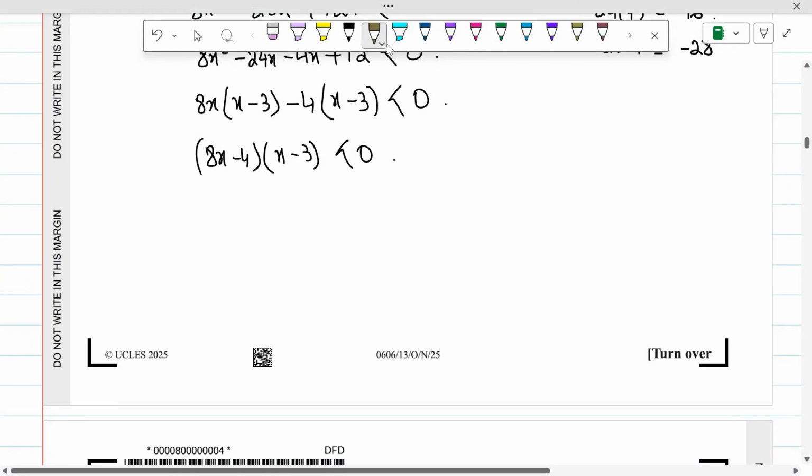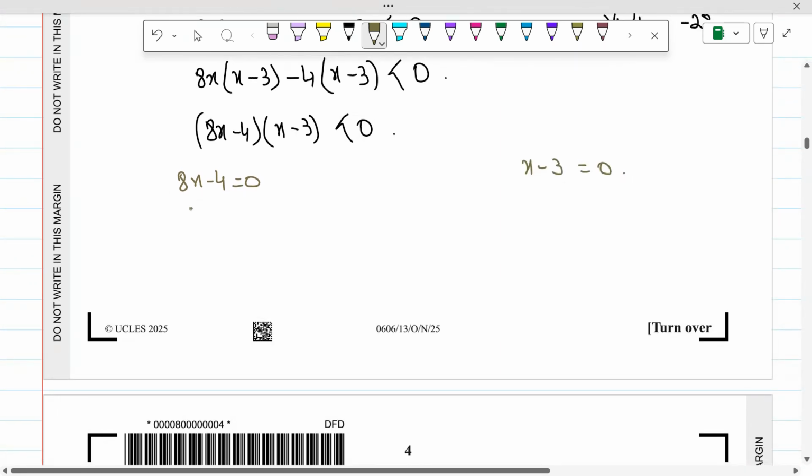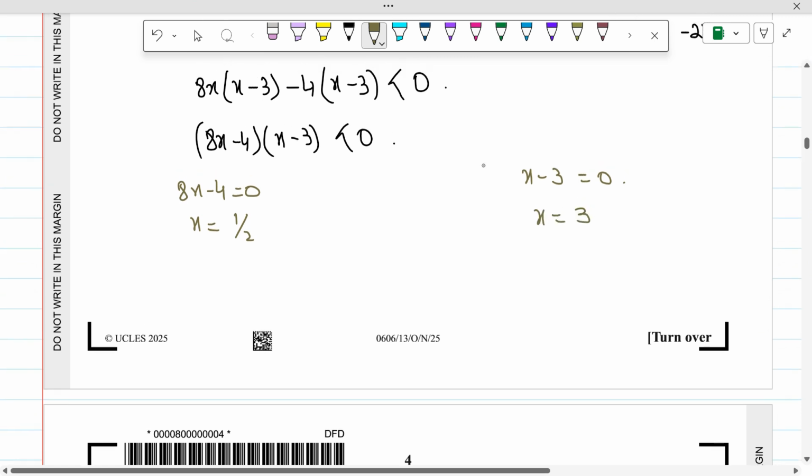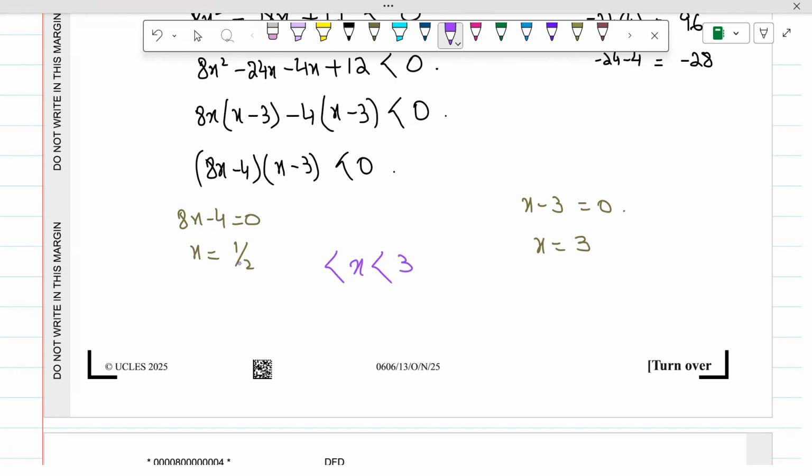So equating each factor with 0, we have 8x minus 4 equal to 0. On the other side, we have x minus 3 equal to 0. In this case, x is equal to half, and in this case, x is equal to 3. So the inequality is less than 0. We can say that x is less than the greater value, which is 3, and greater than the smallest value, which is half.